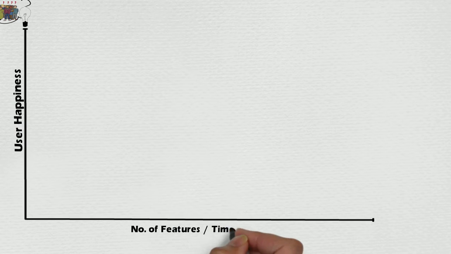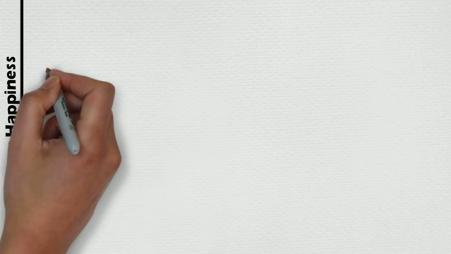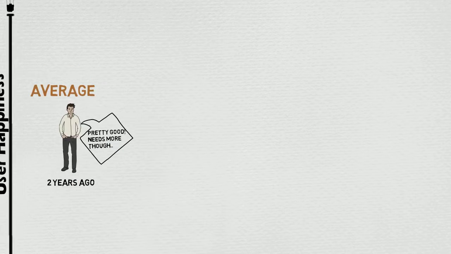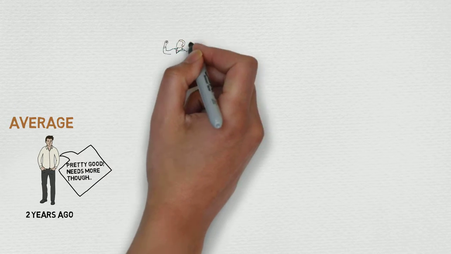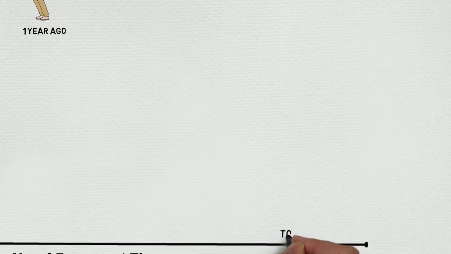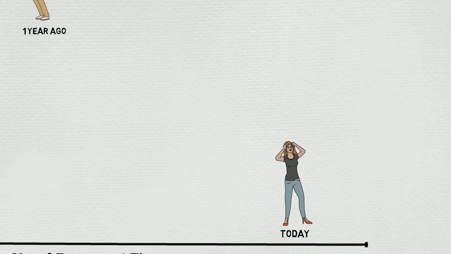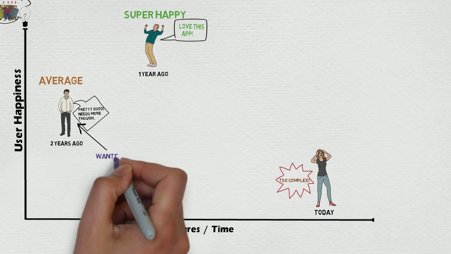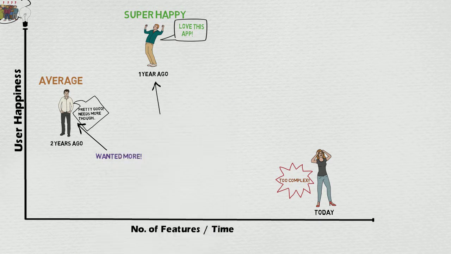When the app was still new to the market, user reviews were along the lines of, pretty good, but needs more features. A year later, reviews said, excellent, I love this app. Fast forward to today, and people are saying, your app sucks, way too complex. What happened there? First users wanted more features, that's fair, so they were given more features.